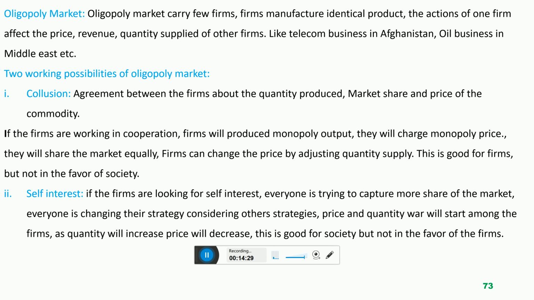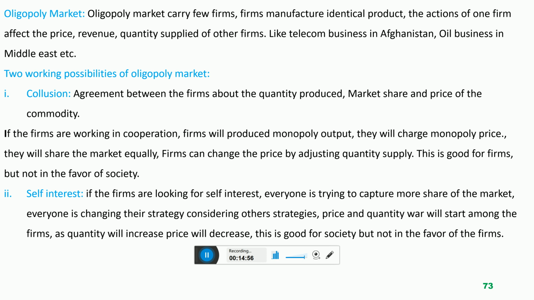It means one company makes its strategies considering the strategies of other companies in the oligopoly market, because the companies manufacture exactly the same product. If one company decreases the price to increase the sale, this will create a problem for the other companies. The other companies will also use this strategy. They will also decrease the price to increase the sale.